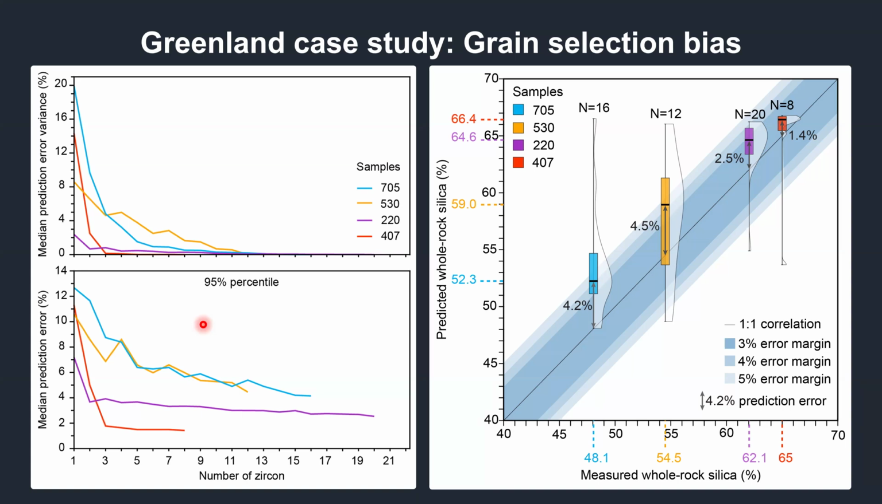And then we had a look at when the error tapers off and when the variance in the error tapers off. After about 10 zircons in a population, we have error down to 5% or less, and we minimize our variance. And obviously, the amount of error is very much dependent on the original variability.